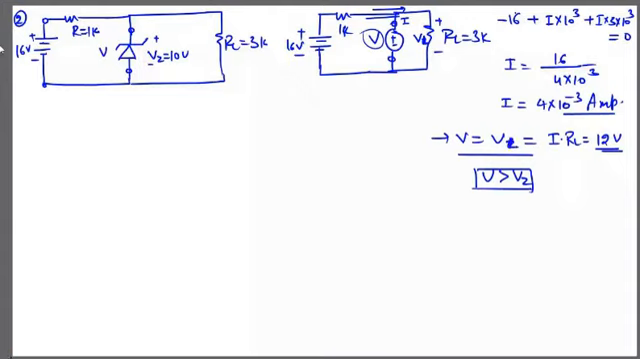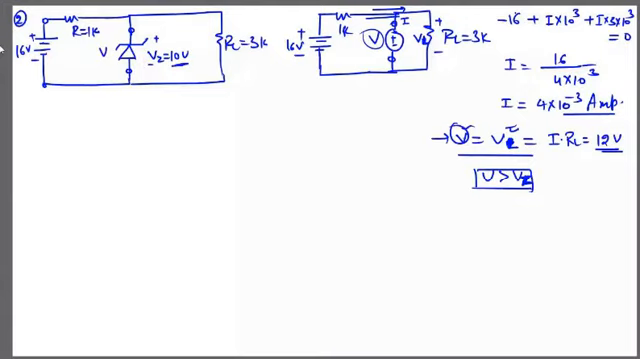So here we can say that if V is greater than VZ, now here we have calculated the value of V, and that is equivalent to the load voltage, and this V is greater than VZ. VZ is already given. So if this V is greater than VZ, in that case we can say this diode will be acting as a source of 10 volt.